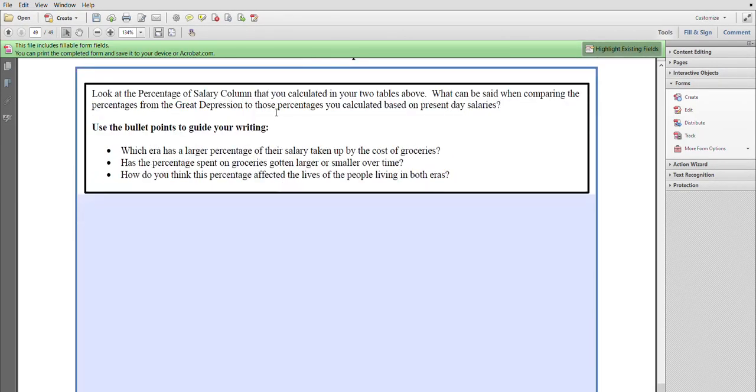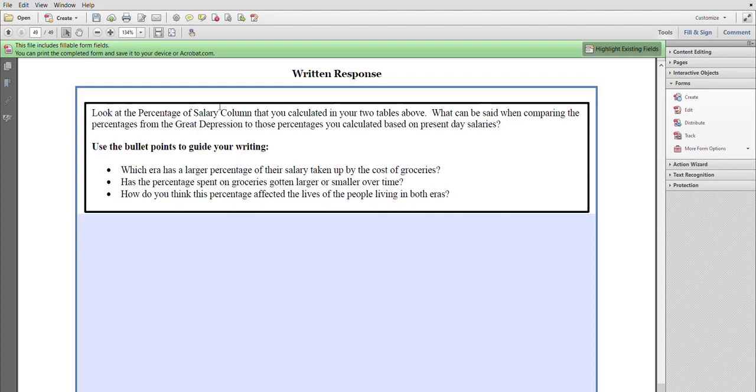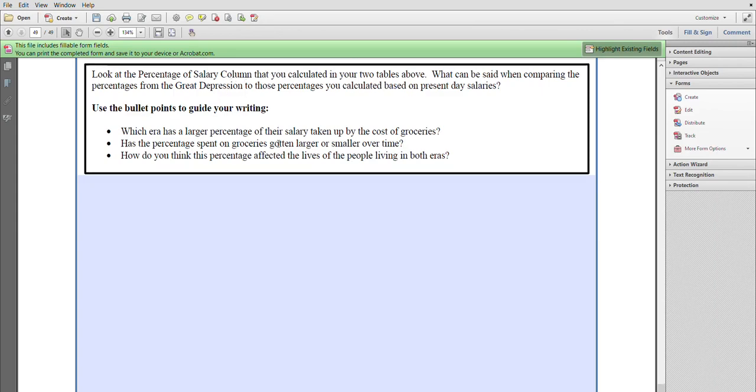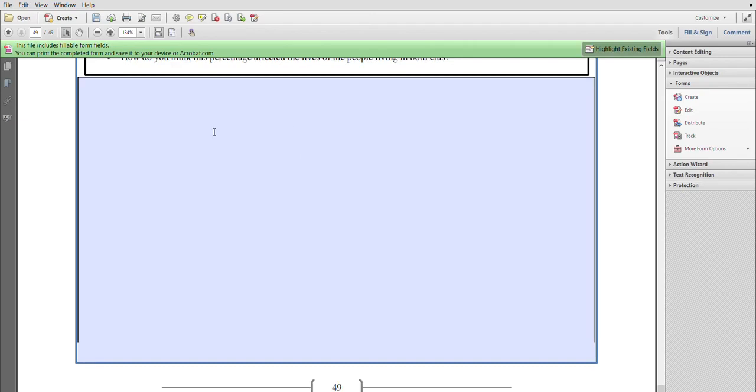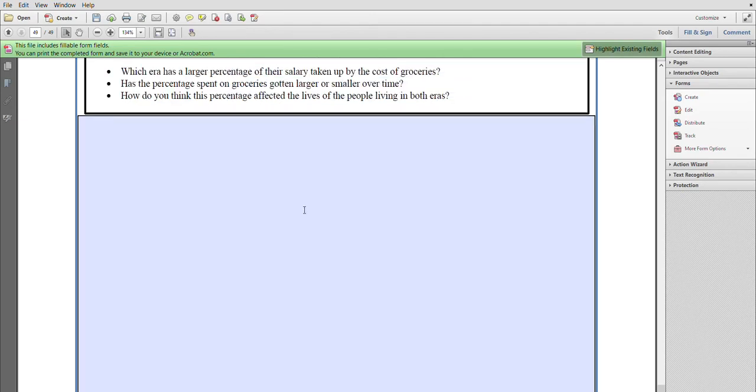Then Mr. Colvin would like you to do a written response. Look at the percentage of salary column that you calculated in your two tables above. What can be said when comparing the percentages from the Great Depression to those percentages you calculated based on the present day salaries? Use the bullet points to guide your writing. Which era has a larger percentage of their salary taken up by the cost of groceries? Has the percentage spent on groceries gotten larger or smaller over time? How do you think this percentage affected the lives of the people living in both areas? All right, and when you're done with that, review your work and then submit it on Schoology.